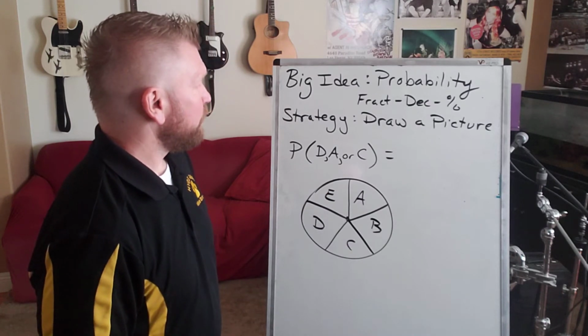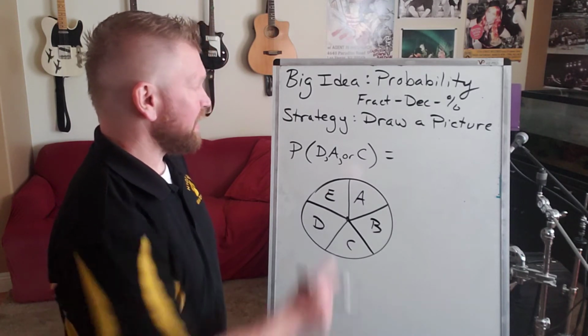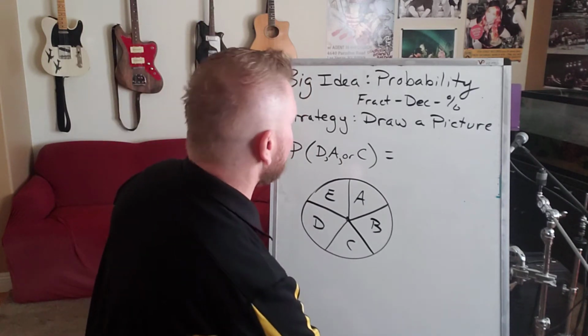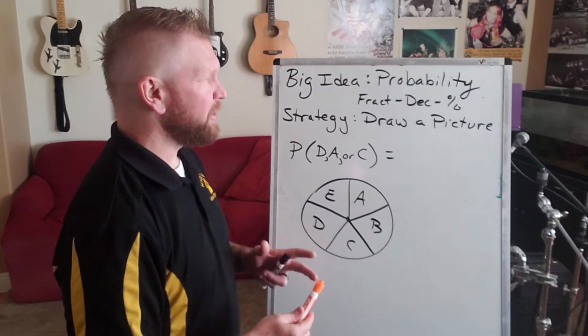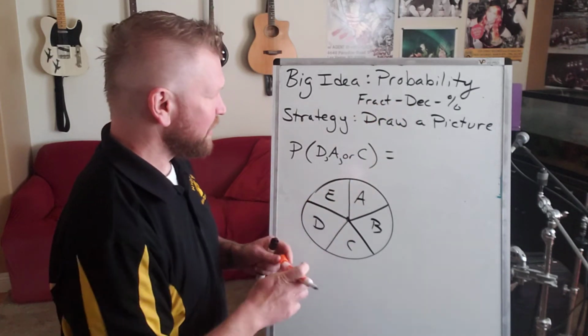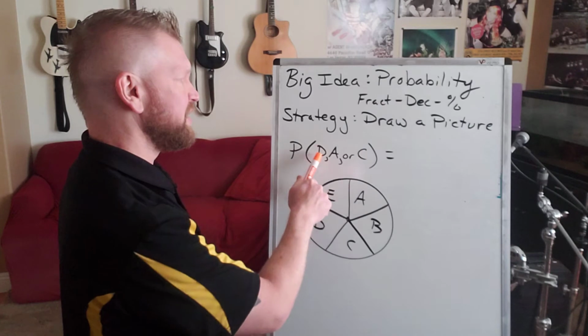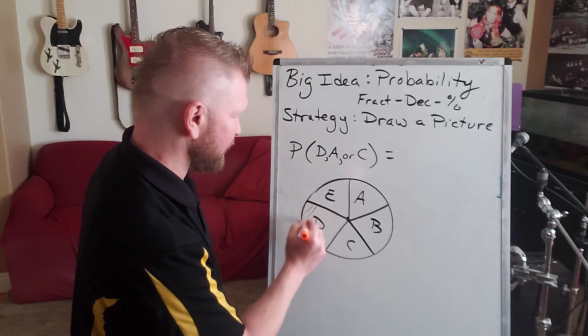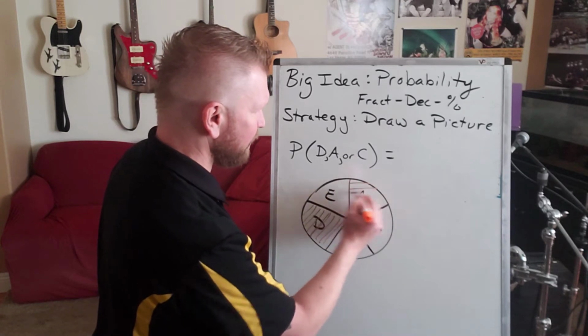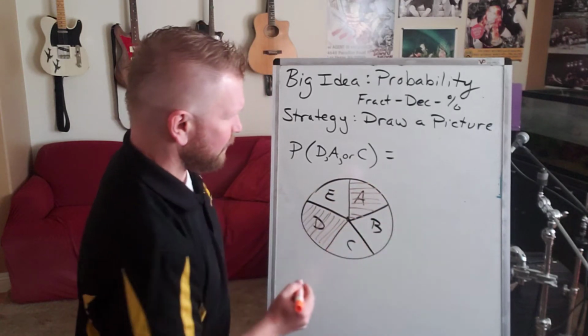Alright, so what is the probability that the spinner is going to land in D, A, or C? So here's how I'm going to show a picture of what that looks like and also talk about equivalent fractions, decimals, and percents. Let's lightly shade in the sections D, A, and C. So here's section D, there's A, and here's C.